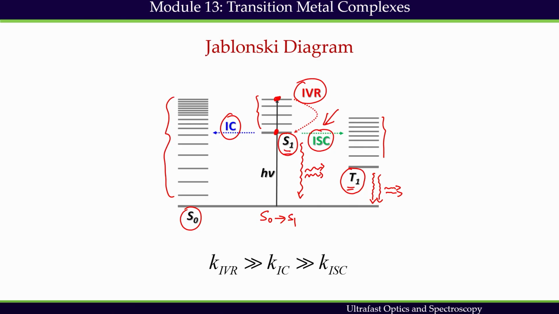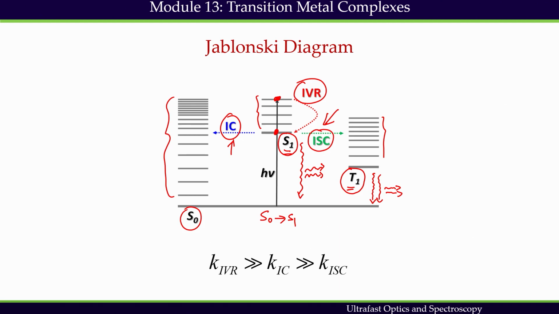Another one is internal conversion. Internal conversion is also a non-radiative process where the molecule can jump from an upper excited state to a lower excited state without radiation, but we do not change the spin state. So, the primary difference between IC and ISC is that we change the spin state in the process of ISC, and we do not change the spin state in the process of IC.